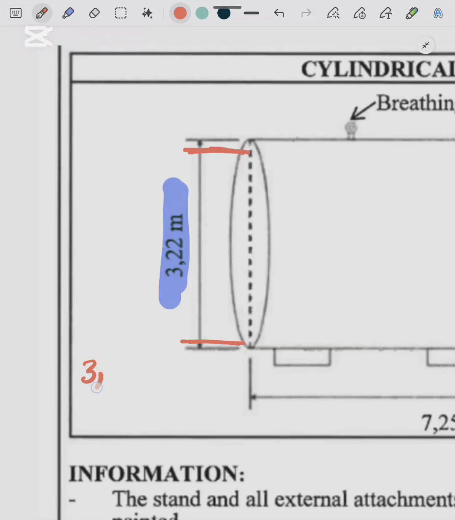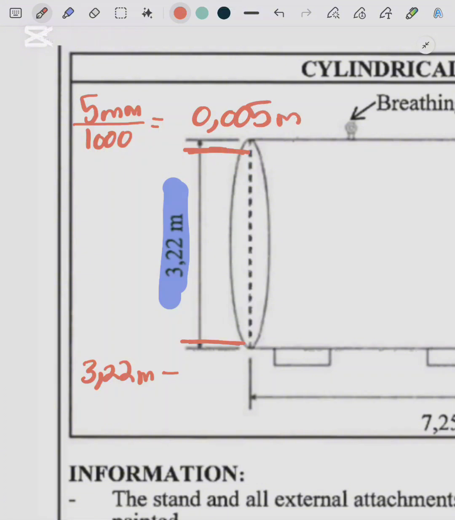So we're going to go 3.22 meters minus. Now, we can't minus millimeters from meters. So we need to convert: 5 millimeters divided by 1,000 is going to give me 0.005 meters. So minus 2 times 0.005. The 2 is because obviously the metal is at the top and the bottom of the tank. And that will give us 3.21 meters. That is your answer for A.